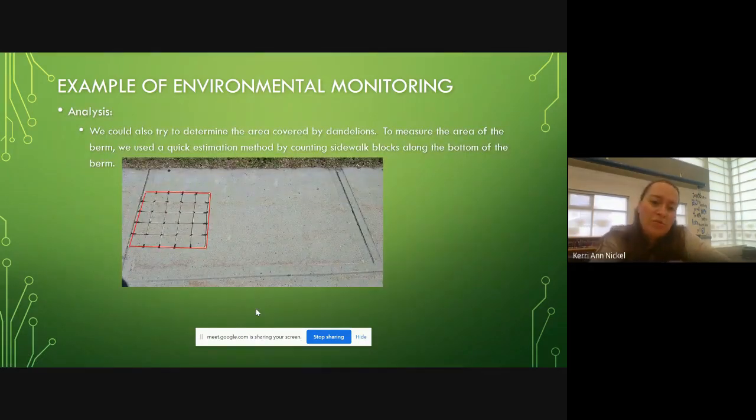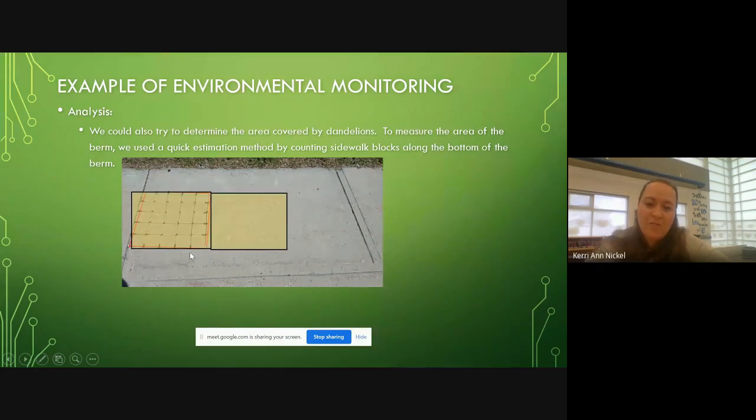Now, we also could try to determine the area covered by dandelions. So in order to do that, we need to know how much area is covered by our berm. Well, I was not going to take a measuring tape and measure out how big my berm is, and I didn't have one of the wheel kind of distance measuring tapes. And so what we did is we, again, used an estimating method to figure out the area of the berm. So we put our quadrat down on the sidewalk and discovered that about 3 of them would fit across a sidewalk block. So that means that every sidewalk block is about 1.5 meters long.